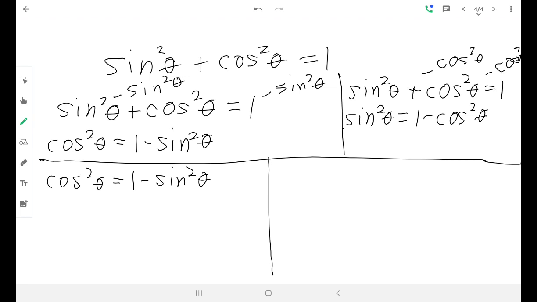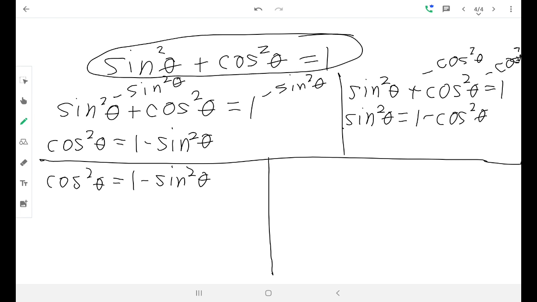But what I'm talking about right now is the Pythagorean trig identity, which you can see at the top here is sine squared theta plus cosine squared theta equals 1, okay? And I have manipulated it down here to be cosine squared theta equals 1 minus sine squared theta. All I had to do was subtract the sine squared theta on both sides to make that happen.